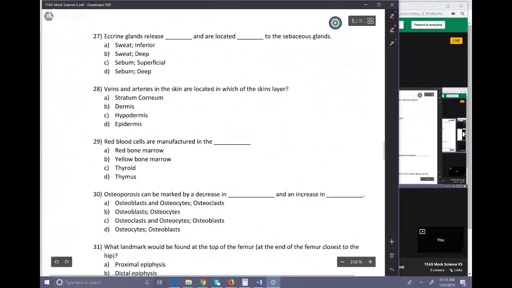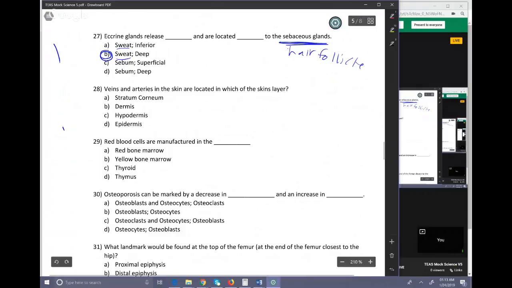27 says eccrine glands release what and are located in what relationship to the sebaceous. That's from Anatomy 1. Eccrine release sweat. They are located deep to the sebaceous glands. So that would be B. Sebaceous glands are located on hair follicles, so they are superficial in comparison to sweat glands.